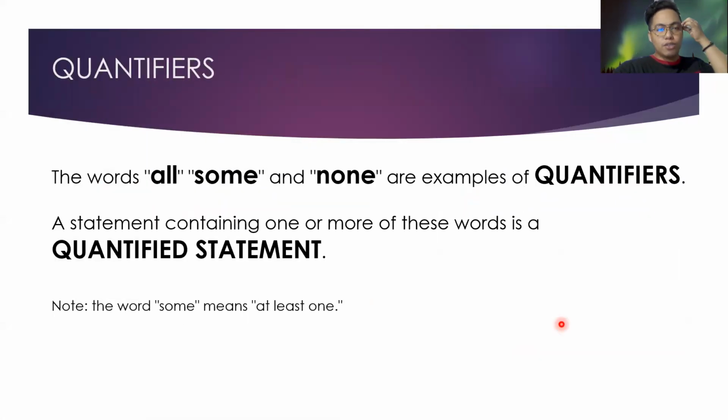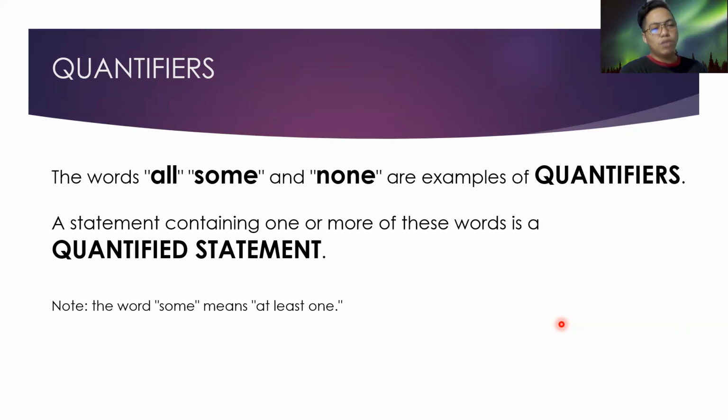Now let's go to quantifiers. When we say quantifiers, these are the words that can make a simple statement confusing. But we have to be aware of the definitions of each quantifier. The words all, some, and none are examples of quantifiers. There are plenty of quantifiers, like there exist. A statement containing one or more of these words is called a quantified statement. So we are quantifying how many there should be. Note that the word some means at least one.